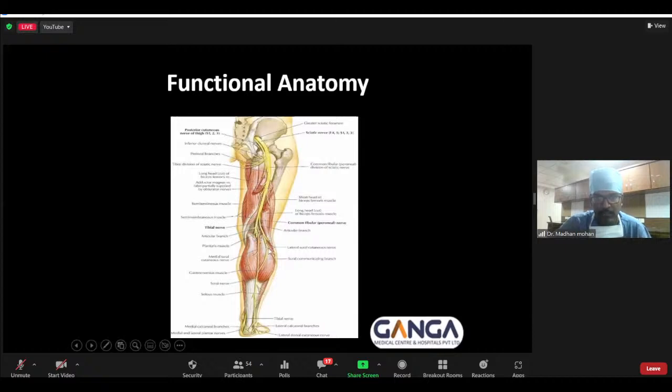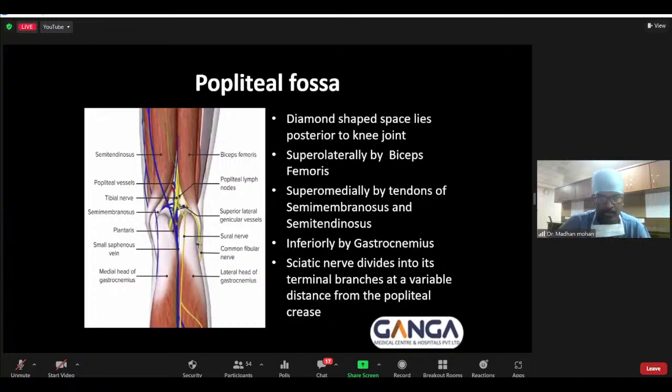The tibial nerve supplies most of the dermatome, myotome and osteotome below the knee joint. Coming on to the anatomy of the popliteal fossa, it's a diamond-shaped space posterior to the knee joint. The boundaries are superolaterally the biceps femoris, superomedially the tendons of semitendinosus and semimembranosus, and inferiorly the gastrocnemius muscle. The sciatic nerve divides into its terminal branches at a variable distance from the popliteal crease. As discussed by Dr. Madhan, it can even diverge from its origin, run as separate nerves, or divide anywhere just proximal or distal to the popliteal crease.